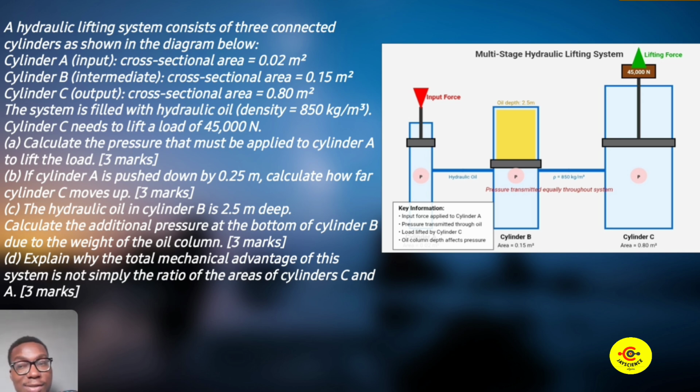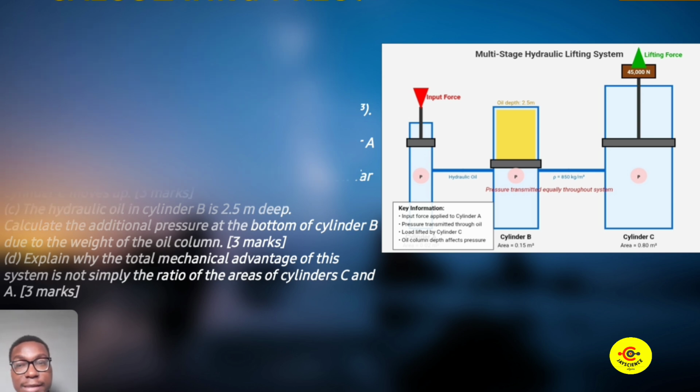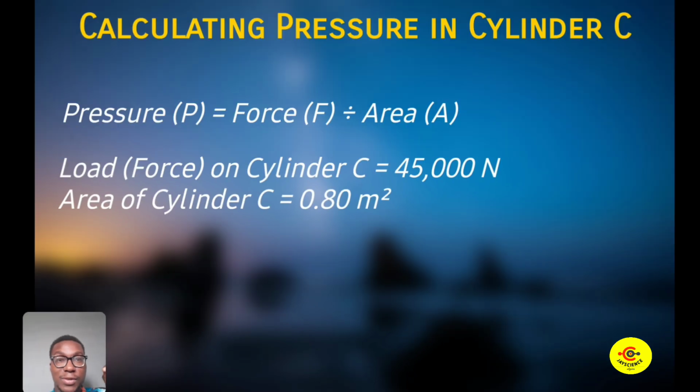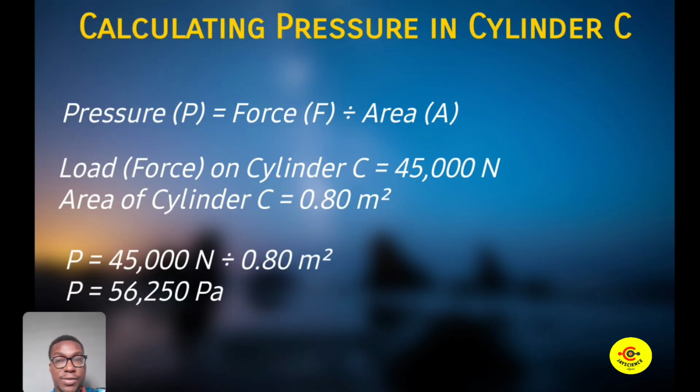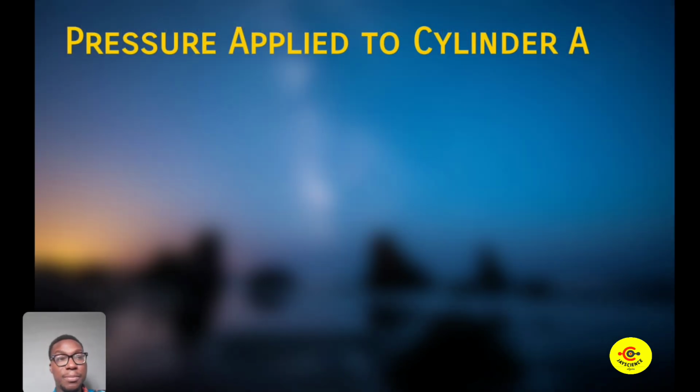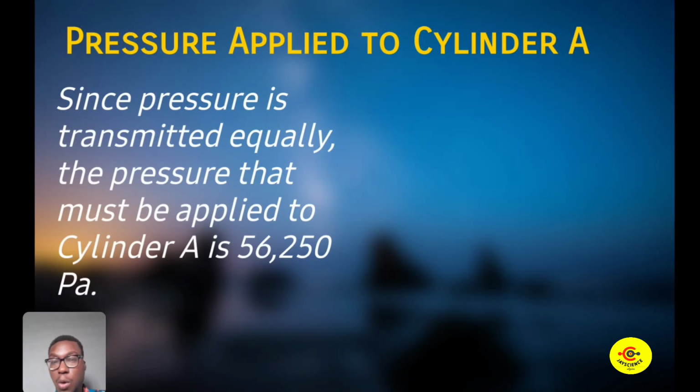So we start with cylinder C. Pressure equals force divided by area. That's 45,000 newtons divided by 0.80 square meters. That gives us 56,250 pascals. Easy, right?